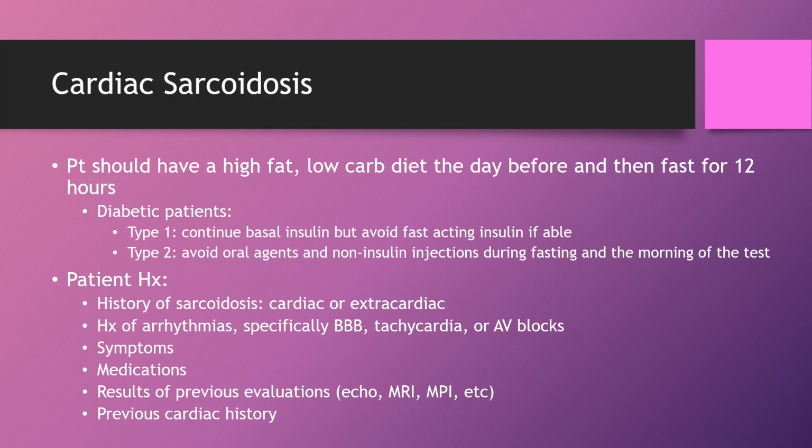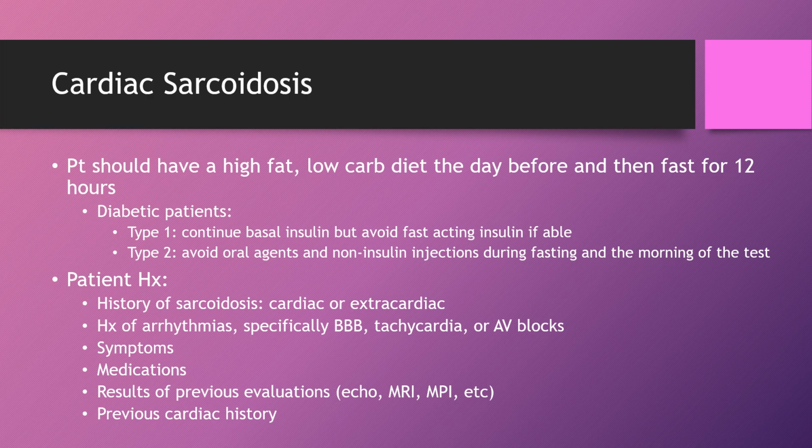Patients should follow a high-fat, low-carb diet the day before the test and then fast for 12 hours leading up to injection. If patients cannot follow the diet, then they should fast for at least 18 hours. Either way, water is permitted. Diabetic patients, the type 1 diabetics, should continue basal insulin but avoid fast-acting insulin if they're able to. Type 2 diabetics should avoid oral agents and non-insulin injections during fasting and then the morning of the test as well.